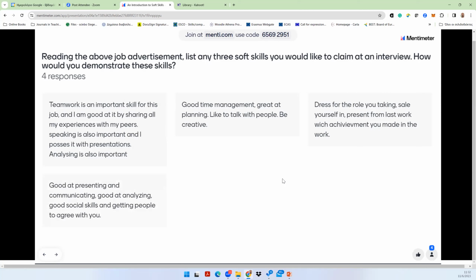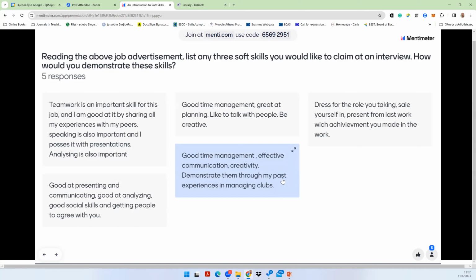Another answer we have here, very important regarding the exercise: dress the role you're taking. Say yourself in present from last work with achievements you made in your work. Yes, this is true, that your resume includes your achievements related to the position, because more details are going to be provided when we do the interview skills. But be careful, I'm not using the word CV, I'm using the term resume. And a resume should be tailored and should match each vacancy. So probably you should prepare different resumes for different job vacancies, okay?